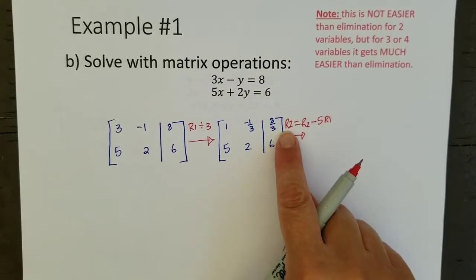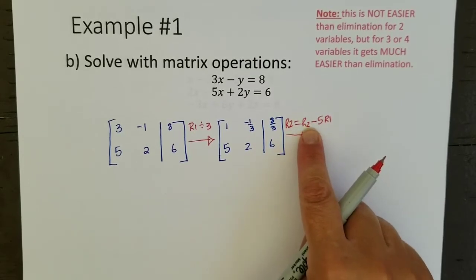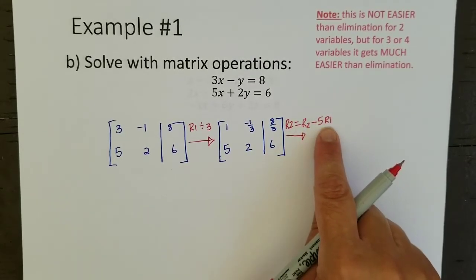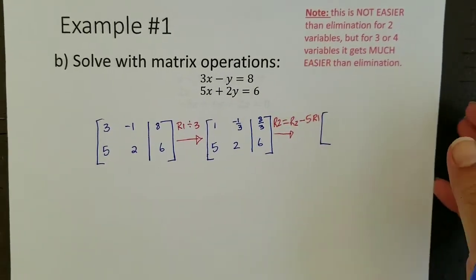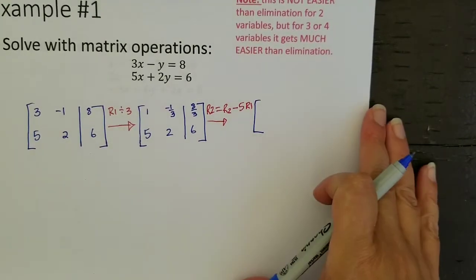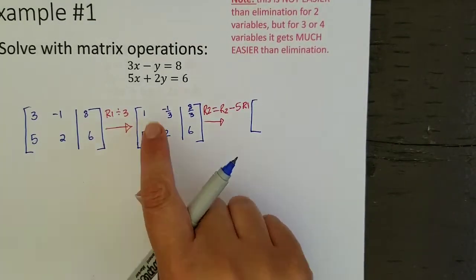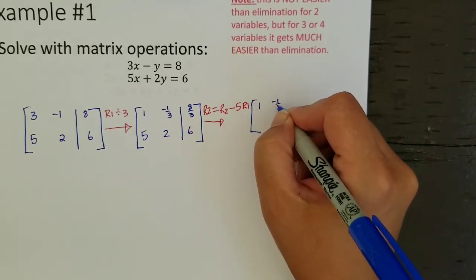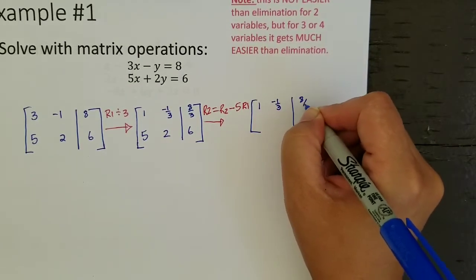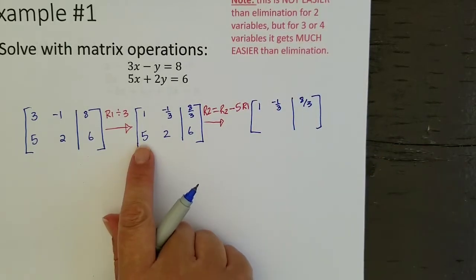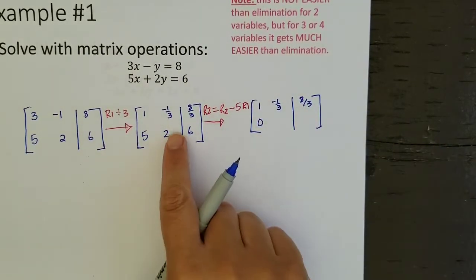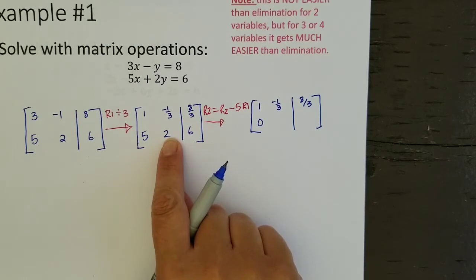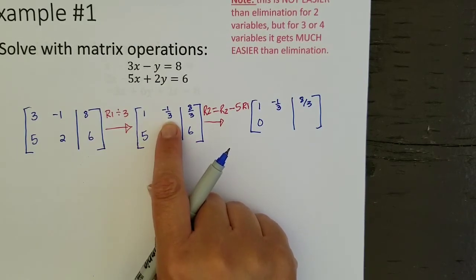So that means I'm creating a new row 2 by taking the old numbers minus 5 times row 1, because I can add or subtract any scalar multiple of another row. So here, row 1's not changing: 1, negative 1/3, and then 8/3. Now here I have 5 minus 5 times 1, which will give me the 0 that I wanted. Now 2 minus 5 times 1/3.